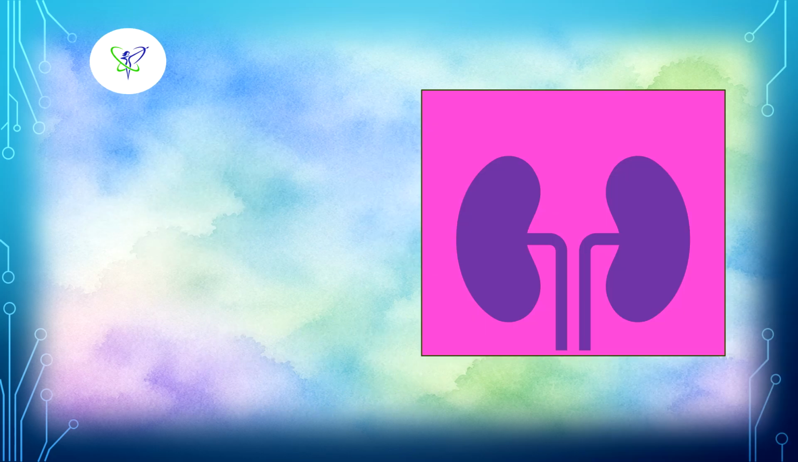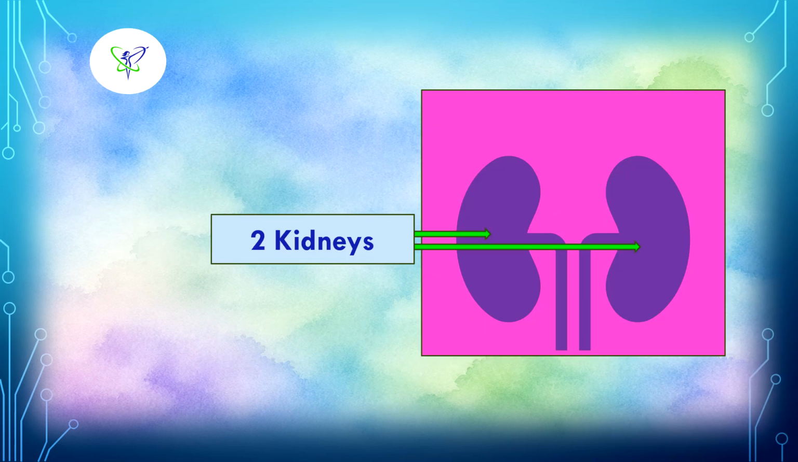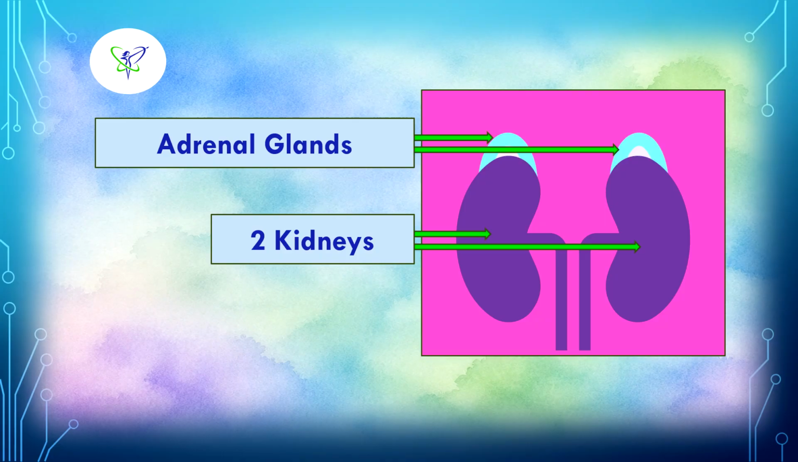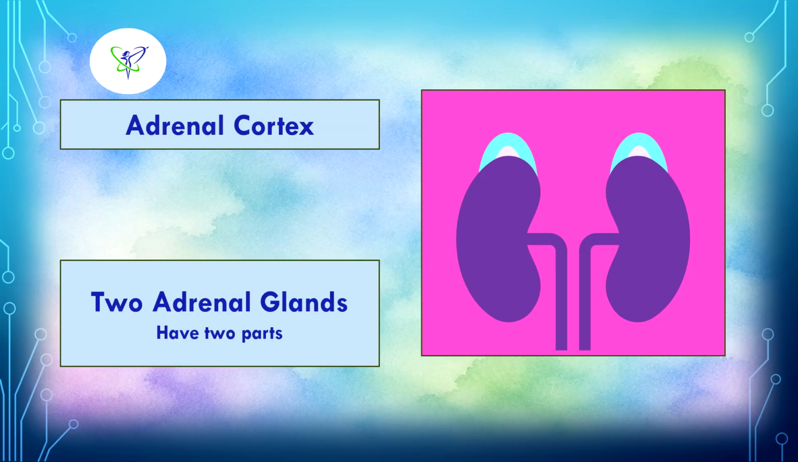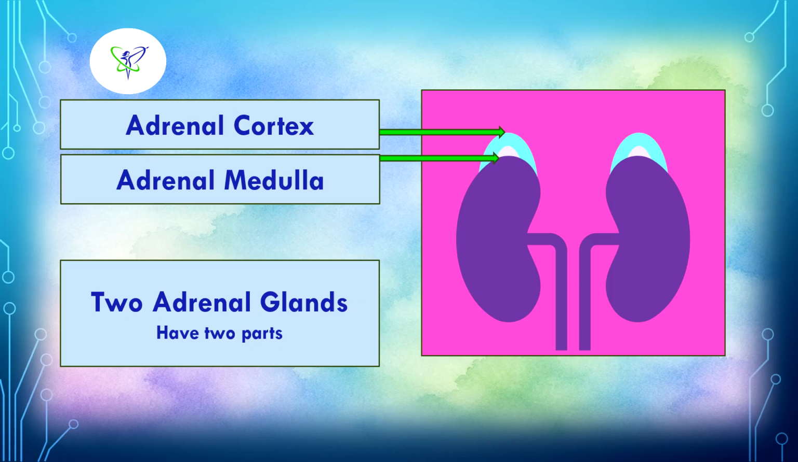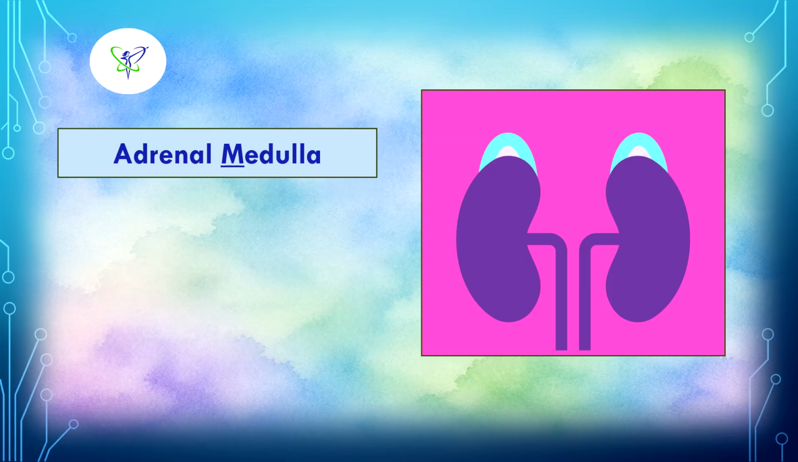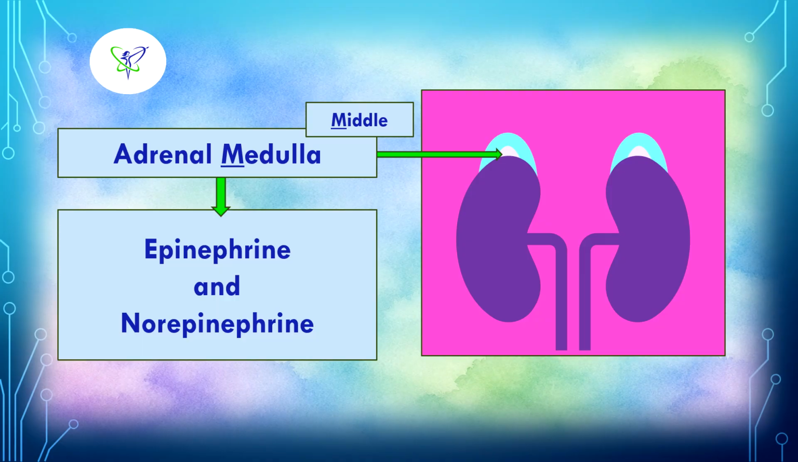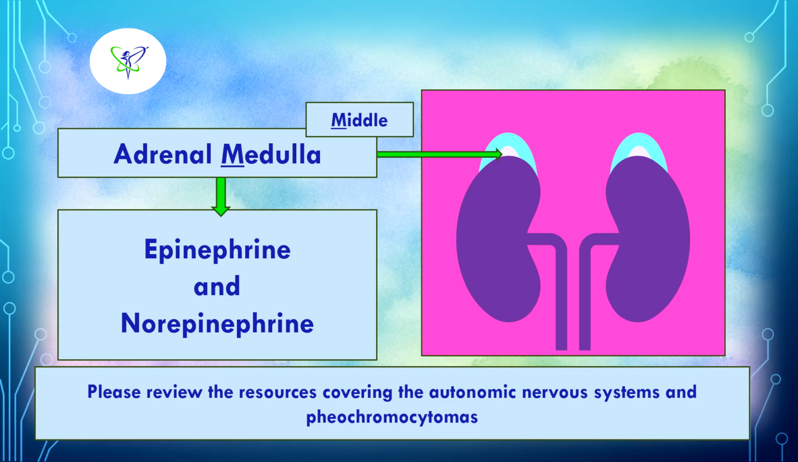Let's start with some anatomy and physiology. We have two kidneys, and on each kidney, we have an adrenal gland. These two adrenal glands have two parts, the adrenal cortex, which is like the outside shell, and the adrenal medulla, which is the inside or the middle. The adrenal medulla is going to secrete epinephrine and norepinephrine. If you'd like more information on that, you can review the resource covering the autonomic nervous system and pheochromocytoma.